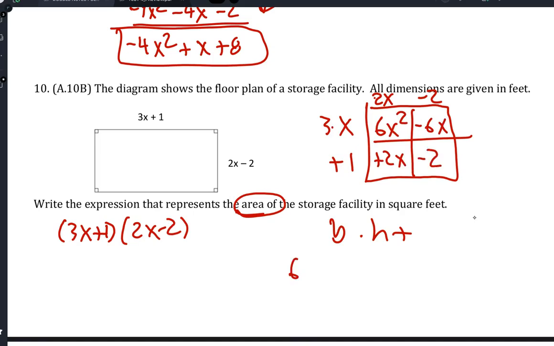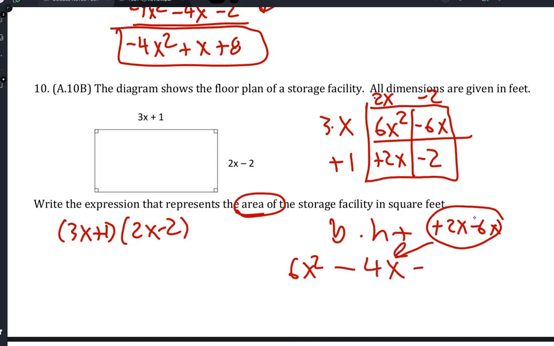So the 6x squared drops. I've got to group the plus 2 and the minus 6, don't I? Which is going to be negative 4x. And then the minus 2 drops. That's the area.